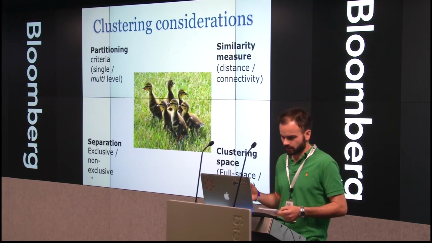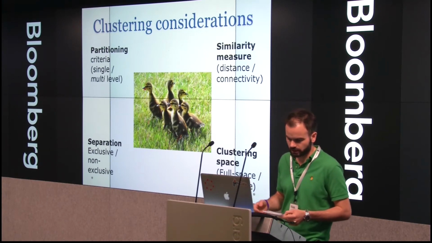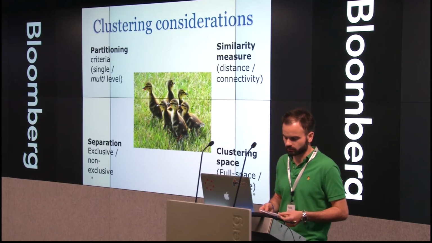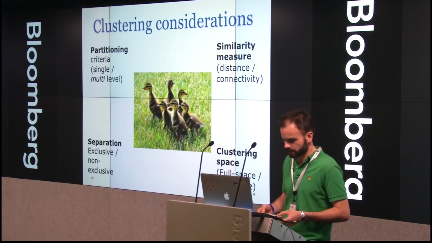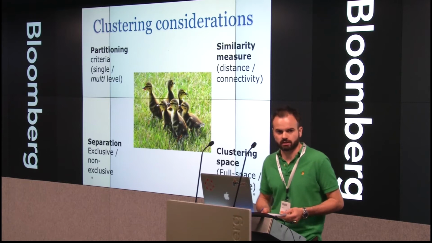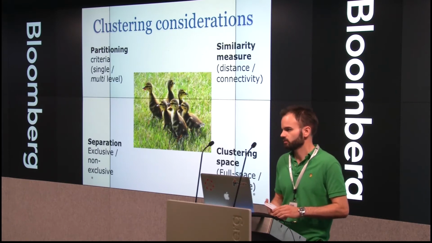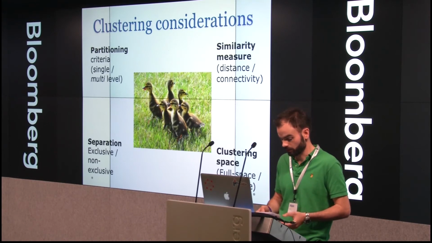Because I've seen, attending Kaggle competitions, that people often just jump into k-means or something without even really thinking about the data set that they're looking at, for example. We need to consider separation. Can objects belong to multiple groups, or can an object only be within one group?